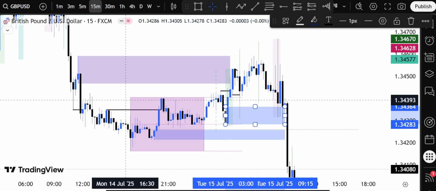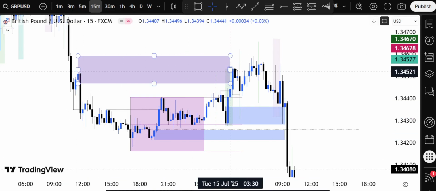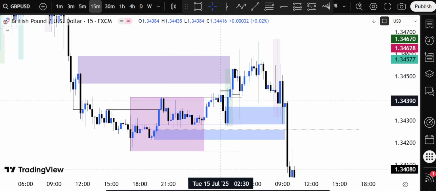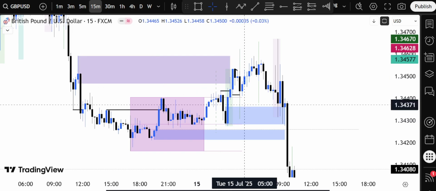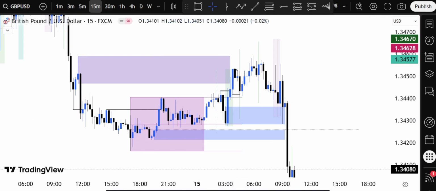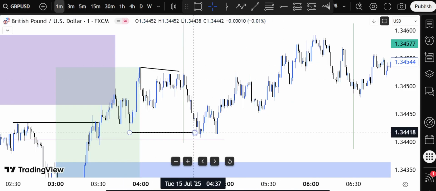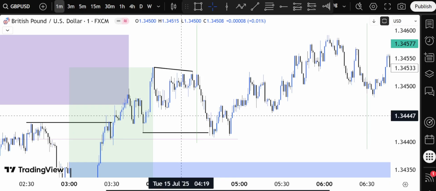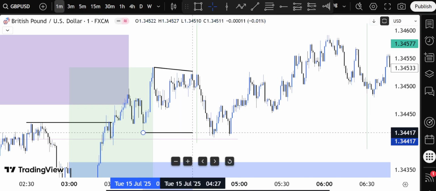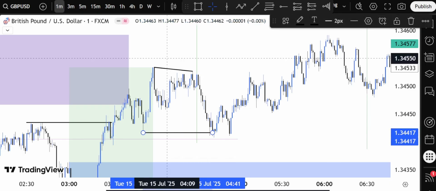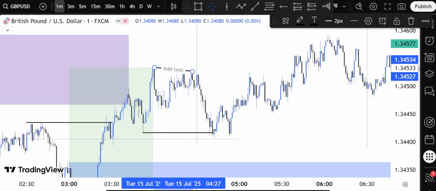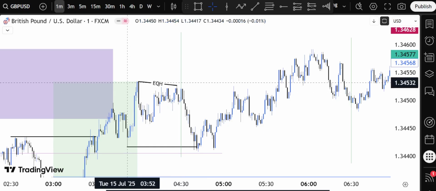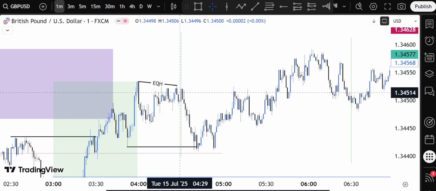I was focusing on this supply. After mitigation, first hour of London open, I was waiting for a charge. Let me show you on 1 minute. As you can see, this is not really a charge. Price was struggling to break this low, first of all. And second, we had here a double top or equal highs.